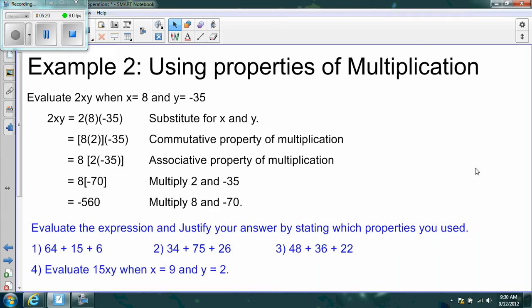Take a few minutes and try the following 4 problems. Use mental math, meaning don't use a calculator. See how you can rearrange these numbers or add grouping symbols to make it easier to do. Make sure you show your work. Don't just write the answer. The important part here is I want to see how you're using these 2 properties. So press pause now and work on them.